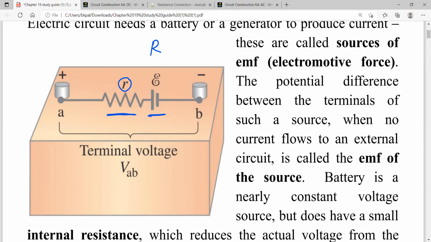For most of the concepts and problems, we are going to neglect the internal resistance, because it is very small. But for a few numerical problems, we consider it, to understand the concept. So that's what we need to understand. But for most of the problems, we are going to neglect it.